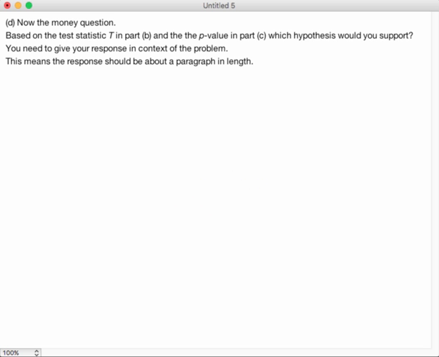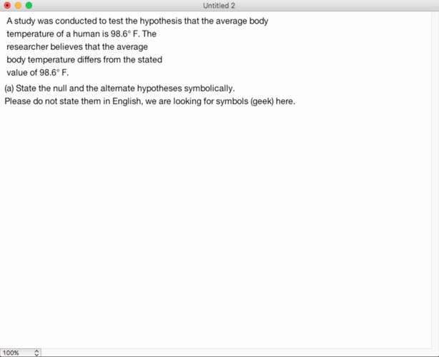So in this particular one, let's get to the right slide here. There we go. A study was conducted to test the hypothesis that the average body temperature of a human is 98.6 degrees Fahrenheit. We're assuming a healthy human. The researcher believes that the average body temperature differs from what was stated, the value of 98.6.